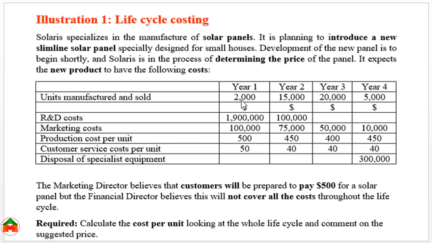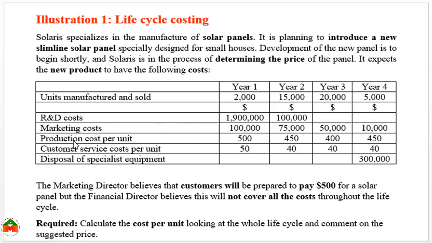After estimating the possible sale in the years of the product life cycle, you need to estimate all the cost for producing the product, for designing the product, and for ultimately disposing the product from the market. We can see the R&D cost for first year is 1,900,000, and in year 2, 100,000. And marketing cost 100,000 in first year, 75,000 in second year, 50,000 in third year, 10,000 in fourth year.